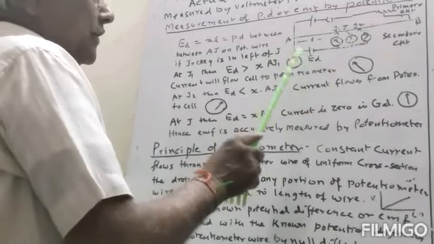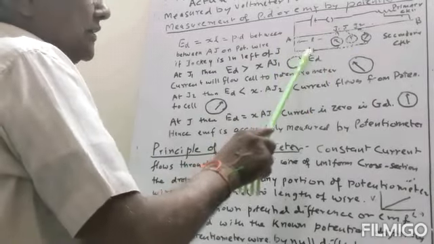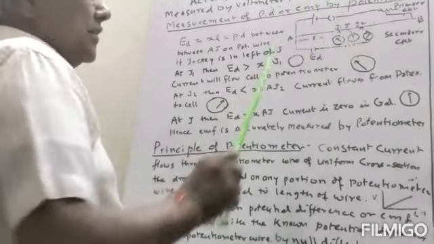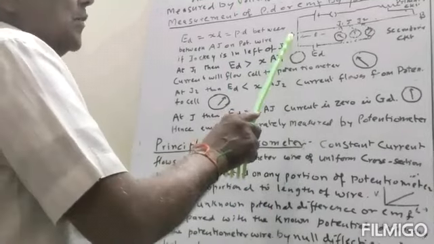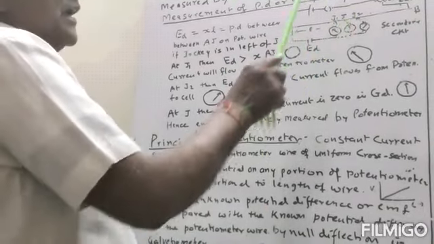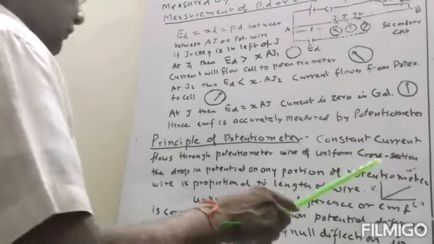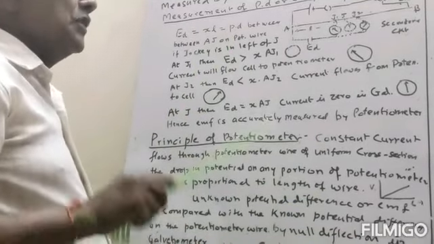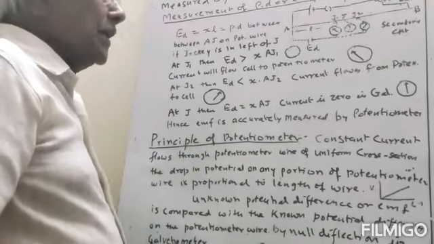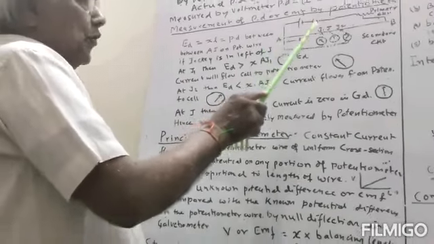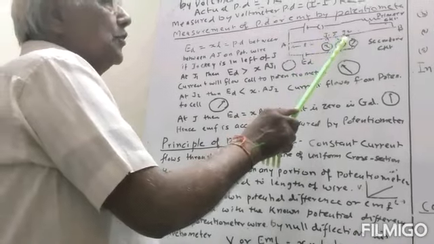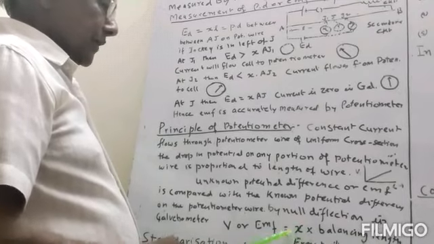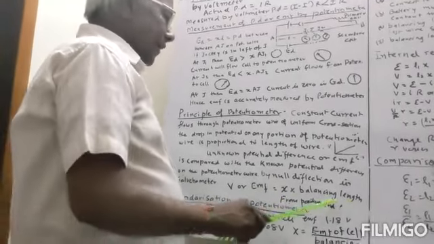If instead of an EMF we have a potential difference here, then the potential difference on this distance will be equal to X multiplied by the distance where we get the balancing length. So we find the unknown potential difference or unknown EMF by knowing the value of potential difference on the potentiometer wire. So V or EMF is equal to X, which is the potential gradient, multiplied by the balancing length.